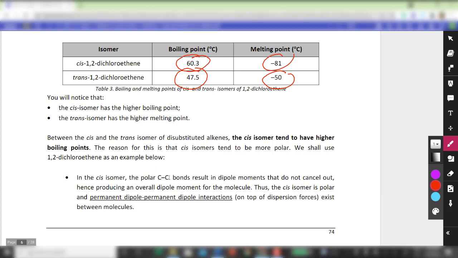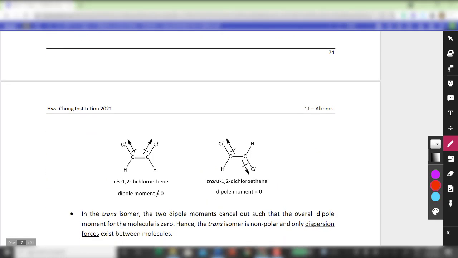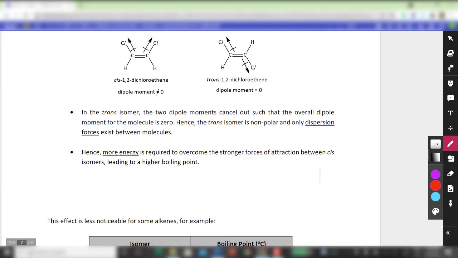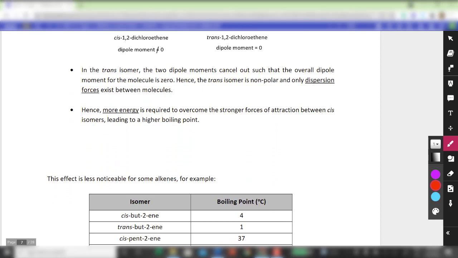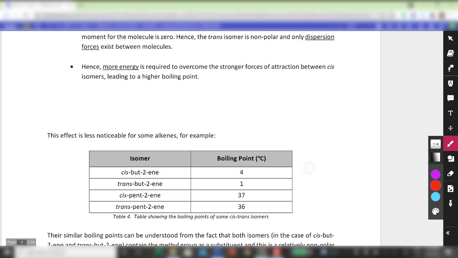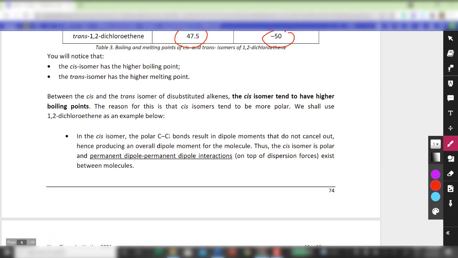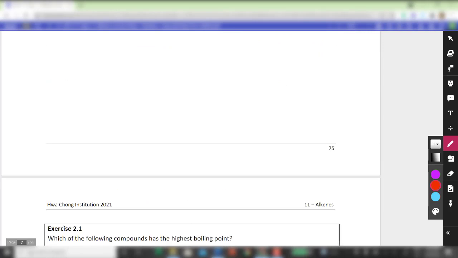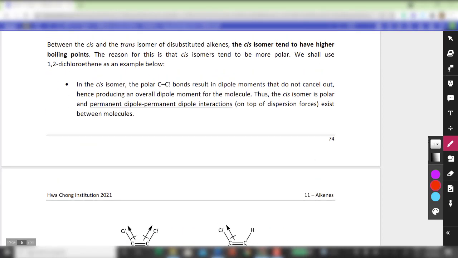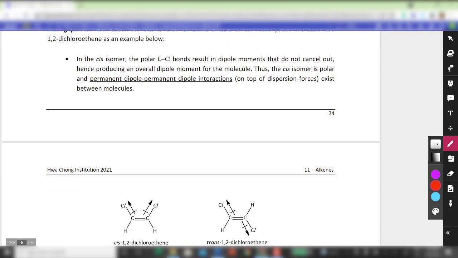But melting is a different thing, because for melting we are really looking at the packing. What do we really mean by packing? Let's see if it's actually in your notes. It's not really over here, but for packing, we are actually looking at how the molecule can pack in a solid state.